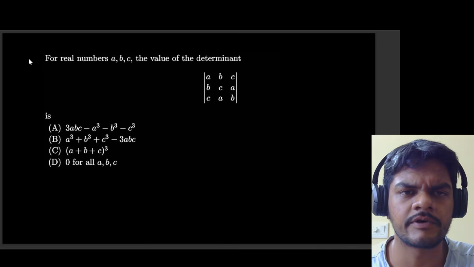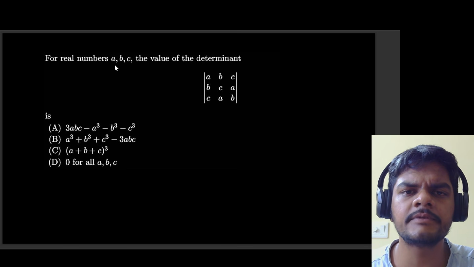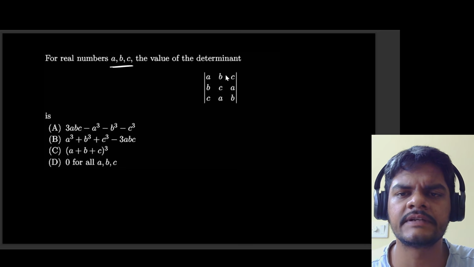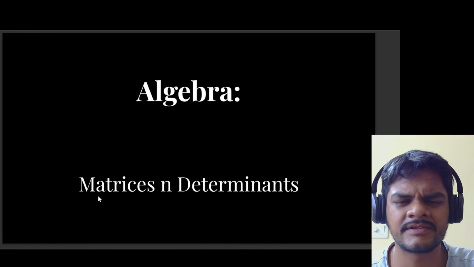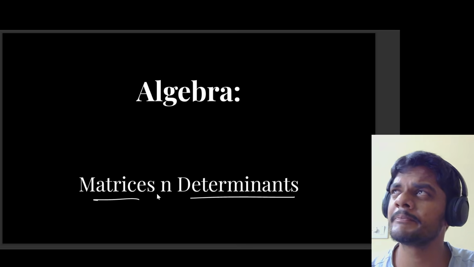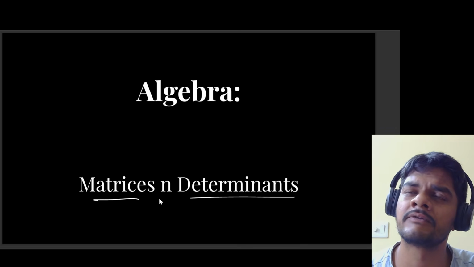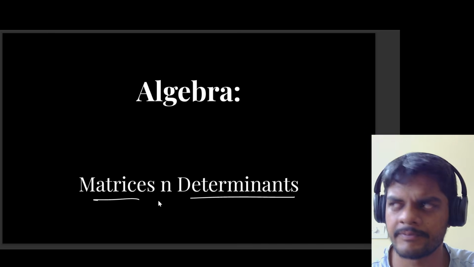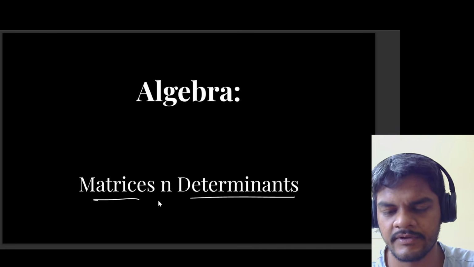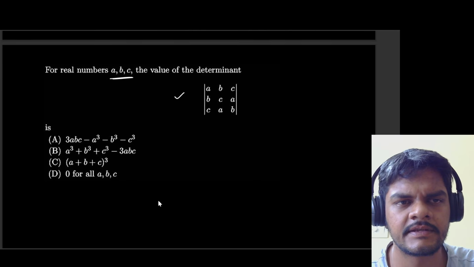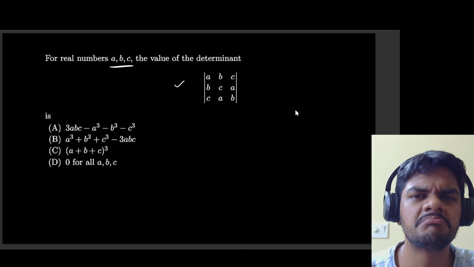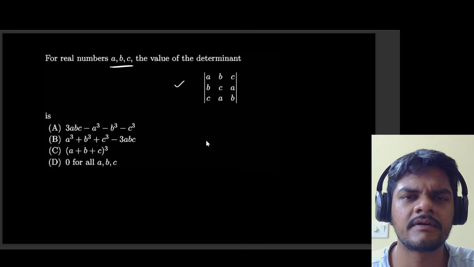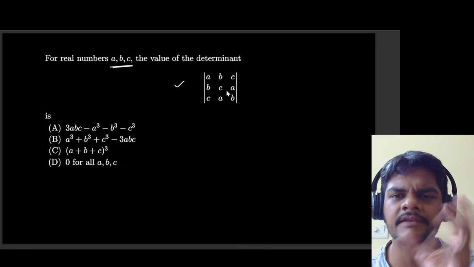First question. For real numbers a, b, c, find the value of the determinant. Matrices and determinants is a topic which comes up in 11th and 12th of the JEE syllabus, and in general in boards too. So be very careful and just use the properties of determinants.